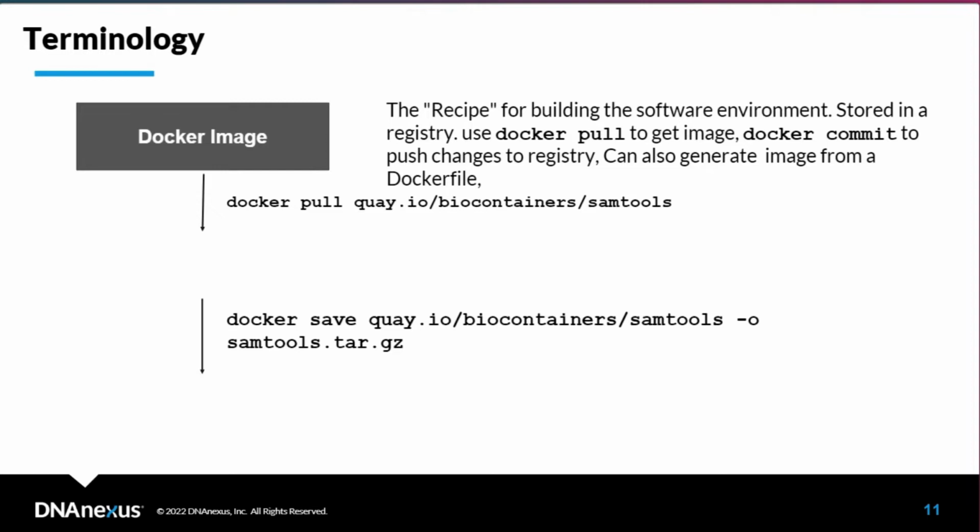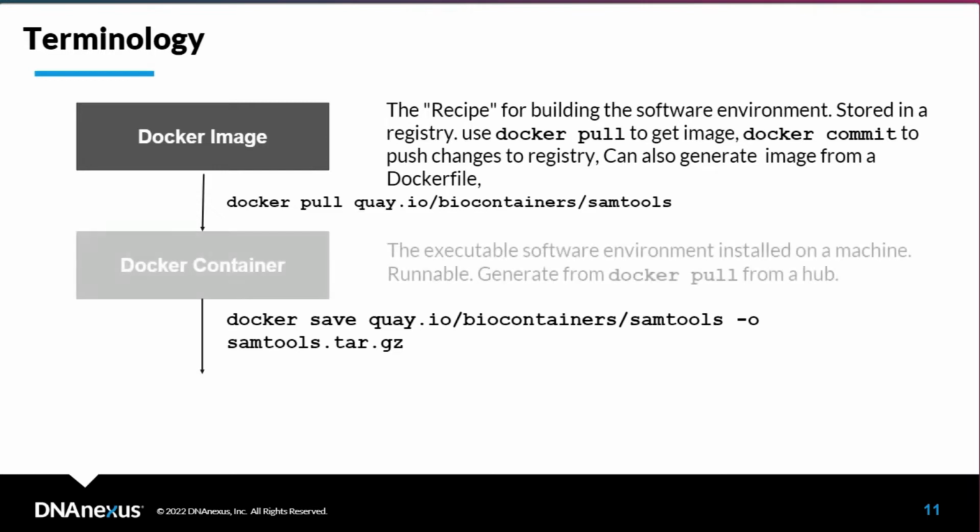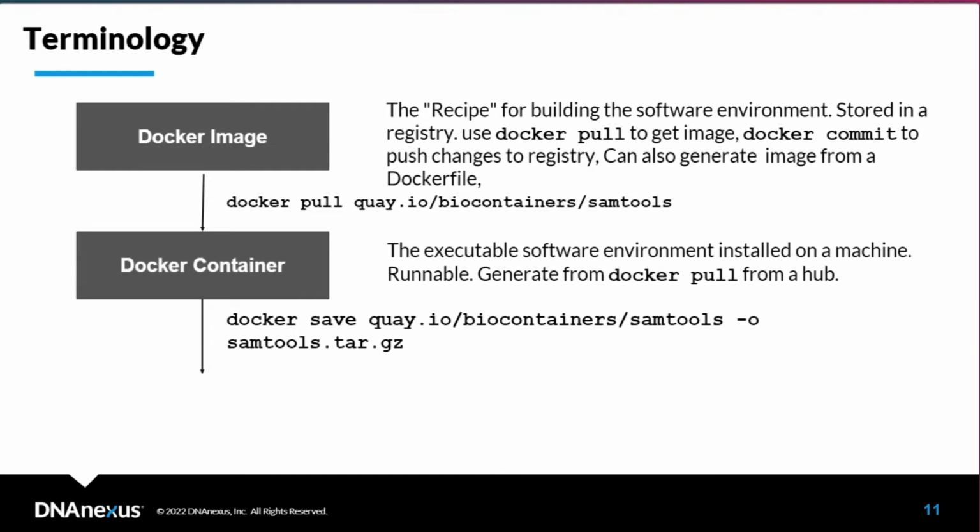Once we have that pulled onto our machine, we'll call that a Docker container. That's the actual executable software environment that's installed on your machine. So again, we get the Docker container from a Docker image using Docker pull.